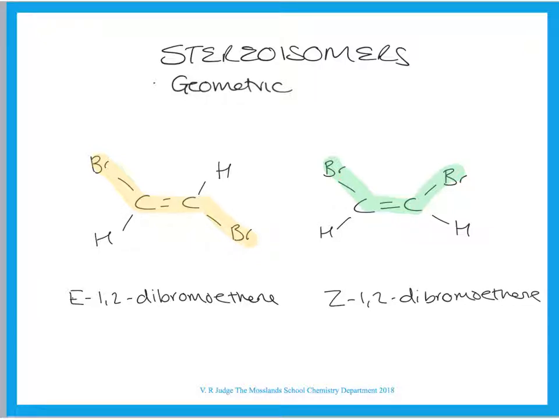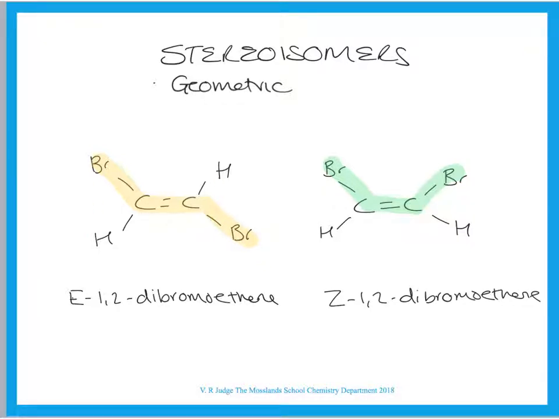Now for something like 1,2-dibromoethene, that's nice and easy. You can clearly see which atom you're going from and to, because you've got two atoms that are the same on each carbon, and these two are different from each other. So that's nice and easy.